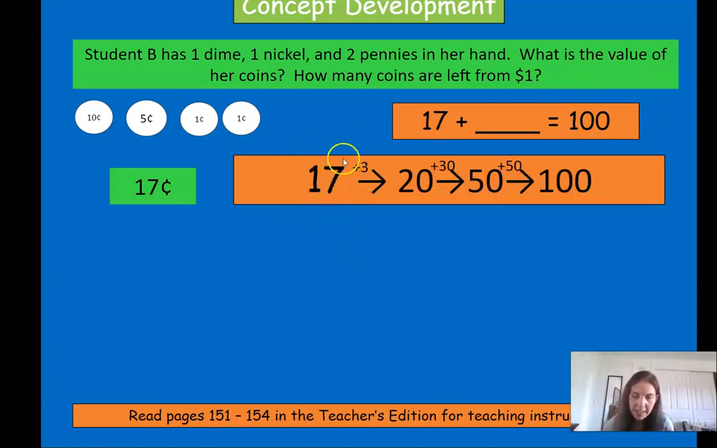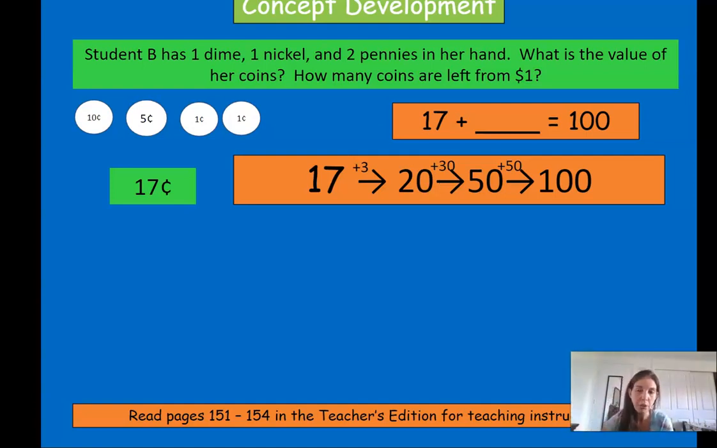So here's our counting up. We have 17, and then we're going to get to our next 10, which would be 20. So 17 plus 3, 17, 18, 19, 20. It's only 3, so plus 3. Now we're at 20, and now we can count up. If you don't feel comfortable counting up plus 30, if you're not sure, you can always count up by 10. So you could have done plus 10, plus 10, plus 10.